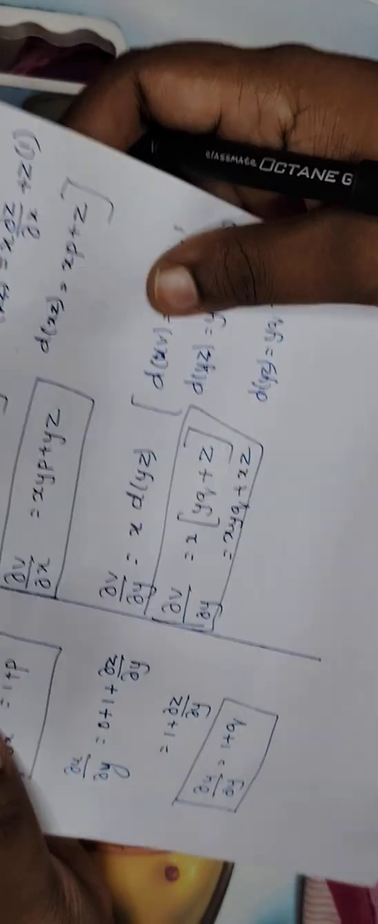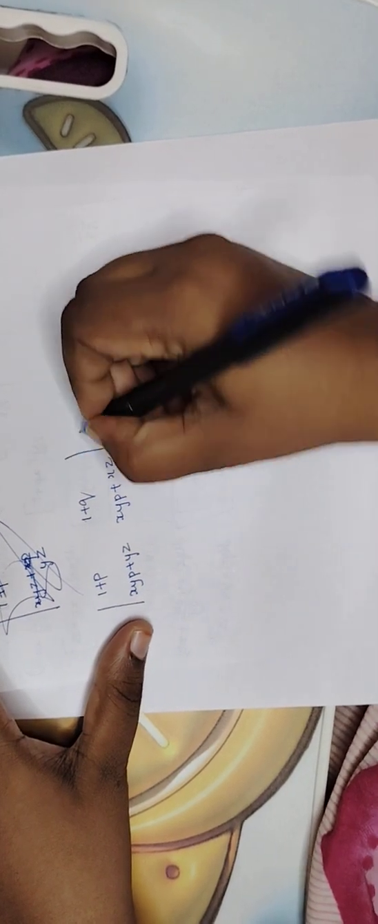One minute girls, I'll write it once again. So this is 1 plus p, 1 plus q, xyp plus yz, xyq plus xz, so this is equal to 0. Okay, now I'll find the determinant of the terms.